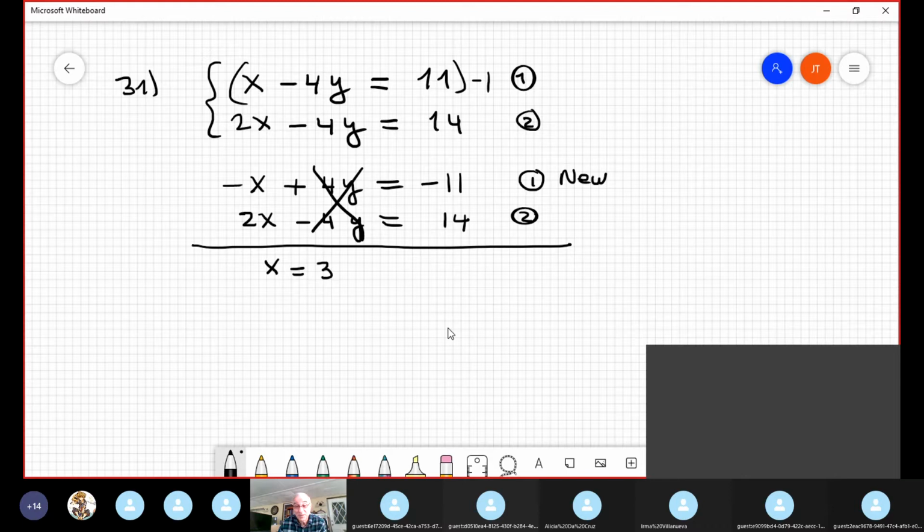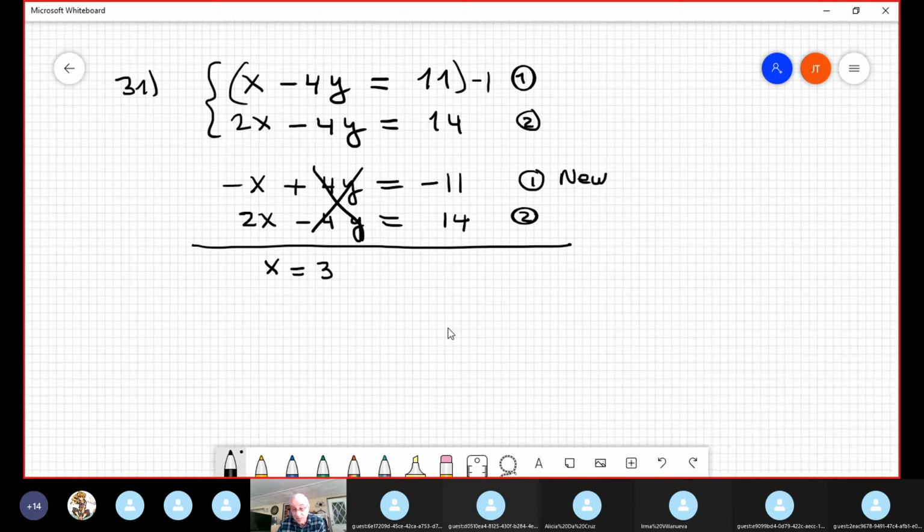Okay, so I prefer, in my opinion, I respect another opinion, another teacher, except when the coefficient is 1 or -1, do it by substitution. Otherwise, no. You forget about substitution.